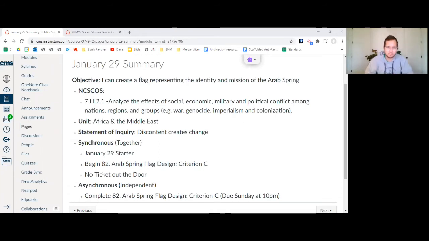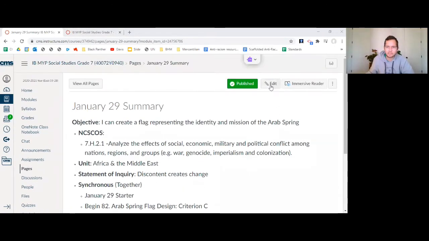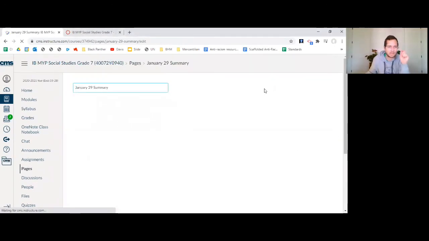Look, North Carolina Standard Course of Study: analyze the effects of social, economic, military, and political conflict among the nations, regions, and groups. Unit: Africa and the Middle East. Statement of inquiry: discontent creates change. Synchronous work is the starter, and again, that's only for some of you. And you're going to continue page 82, Arab Spring flag design. I may change that to continue later on. I'll change that now.